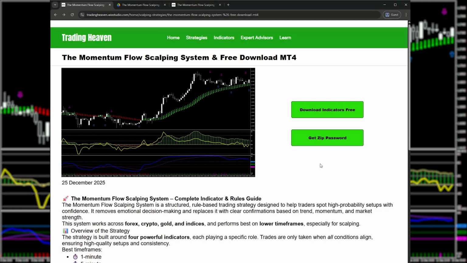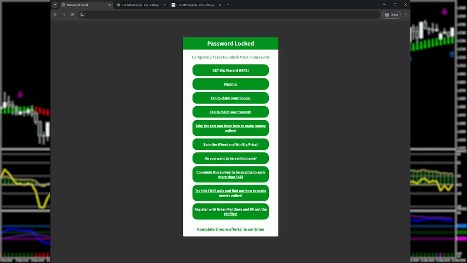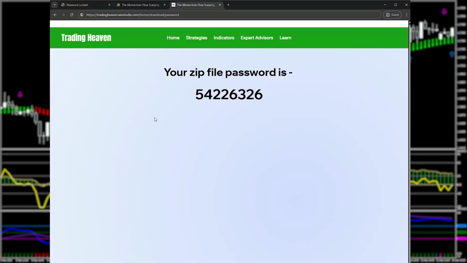After downloading, click the Get Password button. You'll be redirected to a short verification page. Complete 2 quick tasks to unlock the password instantly. This step helps support the channel and allows me to keep releasing more free indicators in future updates.